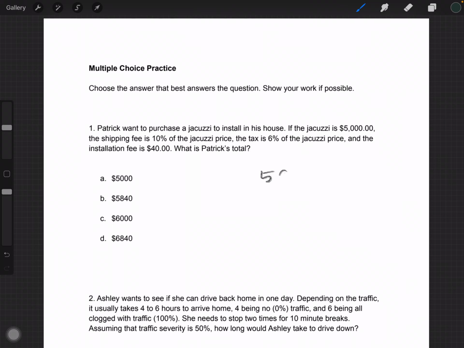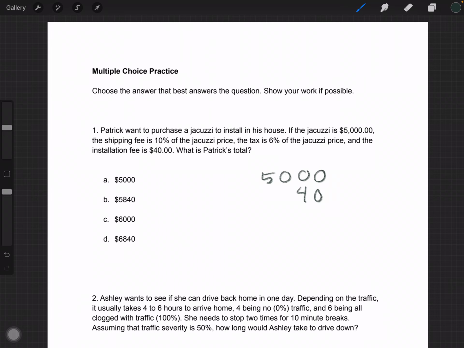So the ones that we don't have to calculate right off the bat, because we're adding all these expenses together, are the installation fee and the jacuzzi itself, since they're already given to us. Now the shipping fee is 10%, so we know that 10% is 0.1, and so we want to multiply that by 5,000. Well, 5,000 times 1 is just 5,000, except there's one decimal point, so we know that the shipping fee will be 500, because you move the decimal point one place in.